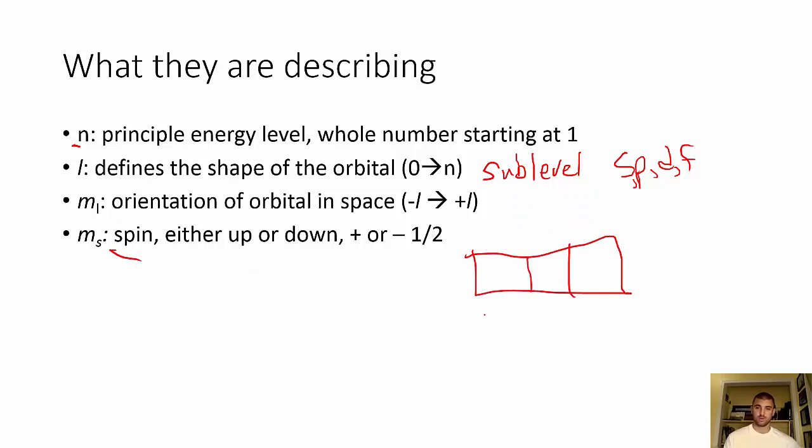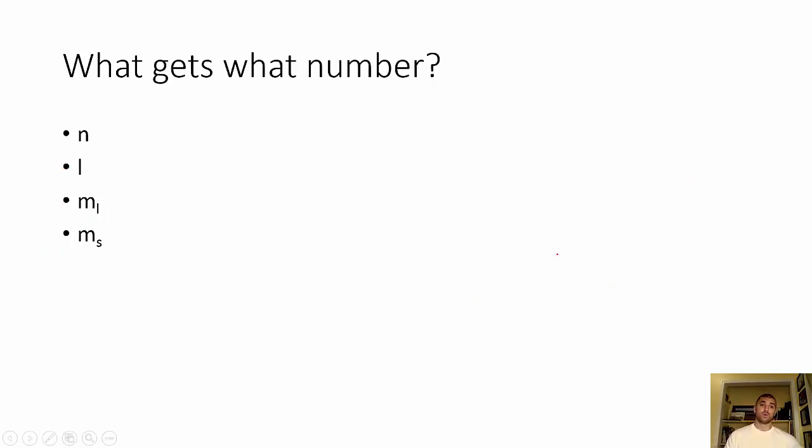So you're going to know which energy level, and then you're going to know which sublevel. ML is going to tell you which box it's in, and MS is going to tell you is it a spin up or is it a spin down? So what gets what number? So N is, I'm sorry, scratch that. First energy level, 1. Second energy level, 2, so on and so forth.